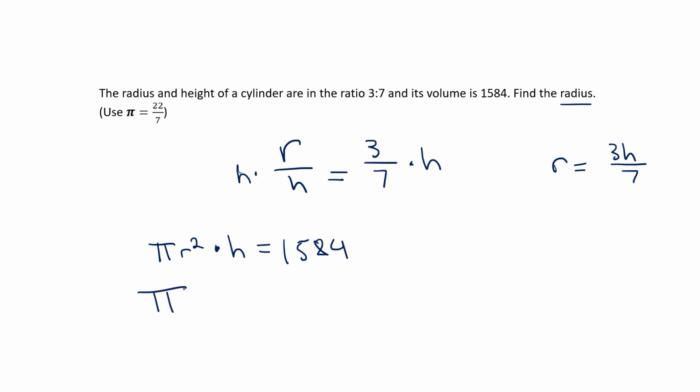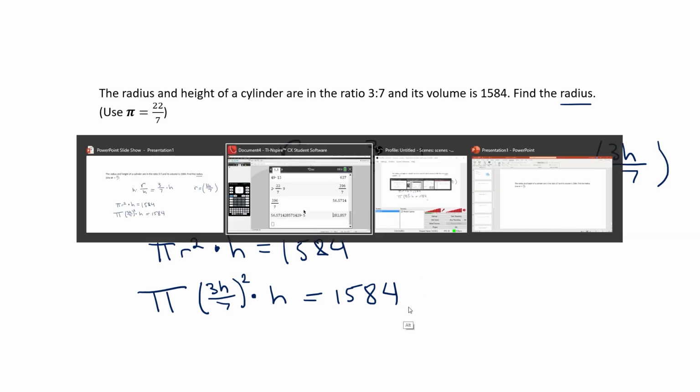So then we can substitute our r with this. I don't know if any of y'all have done substitution yet. Well, some of y'all have, obviously. If you haven't, this is how you do it. Crash course. We're going to put this in here. 3h over 7 squared. All right. Times h equals 1584. And this will become a cubic. So we can put this into nsolve. We're going to replace pi with 22 over 7.